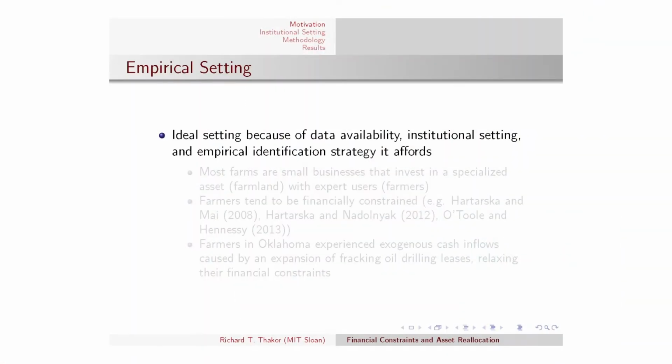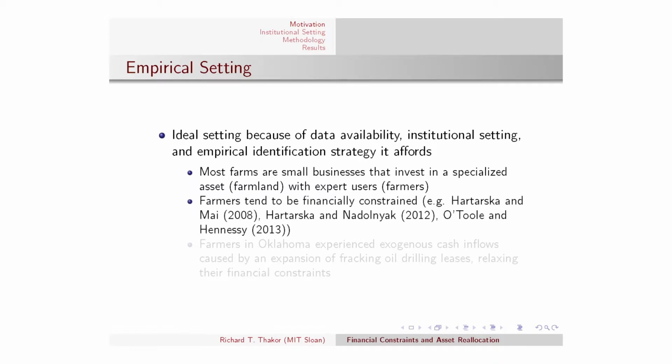Now, why Oklahoma and why farming? Well, I believe this is the ideal setting because of the data set availability it affords me, the institutional setting, and the strategy I'm able to pursue. First of all, most farms are small businesses that invest in a specialized asset, specifically farmland, and who also have expert users. Second, farmers in the US tend to be financially constrained, and there's a large agricultural economics literature that has suggested this. And finally, farmers in Oklahoma experience exogenous cash inflows which were caused by an expansion of hydraulic fracturing, or fracking, oil drilling leases, which in turn relax their financial constraints.